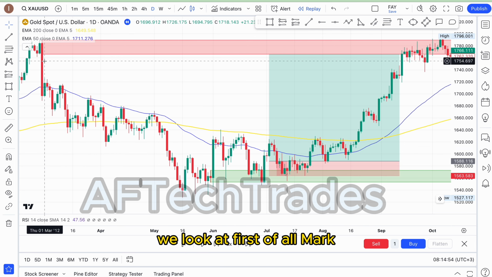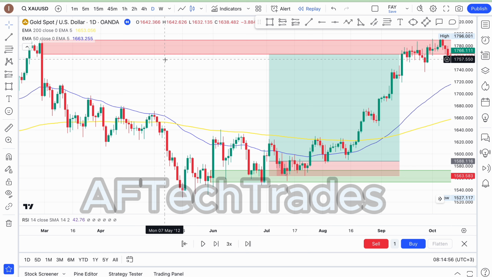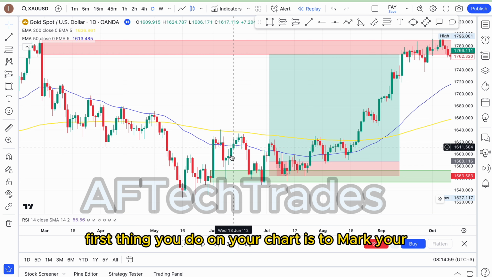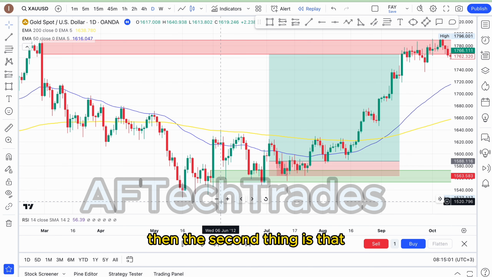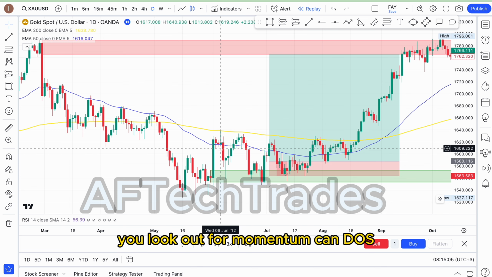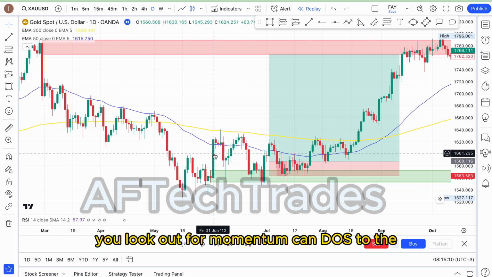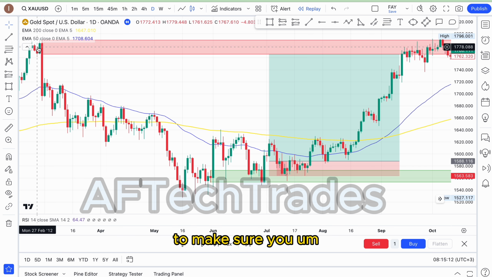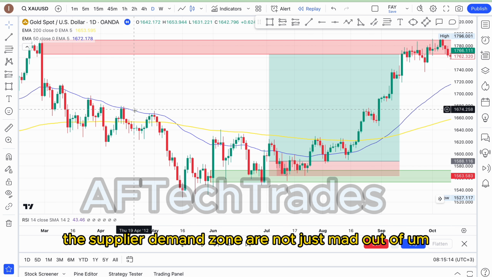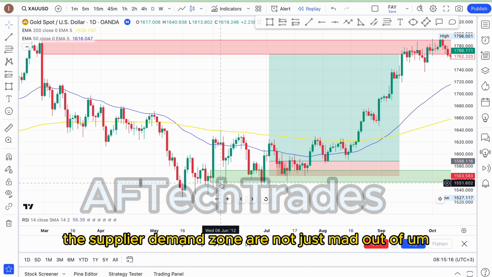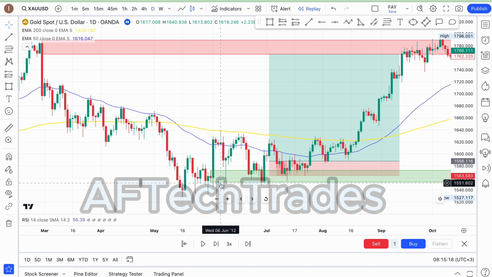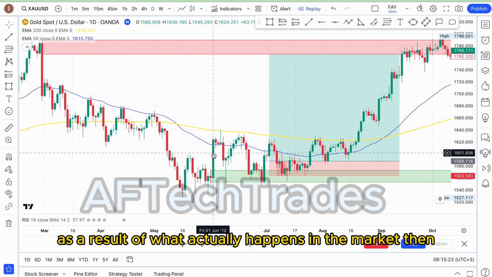Okay, now this is the way we enter the market. First of all, the first thing you do on your chart is to mark your supply and demand zone. Then the second thing is that you look out for momentum candles, to make sure the supply and demand zones are not just marked out of your mere feelings. They are marked out as a result of what actually happens in the market.